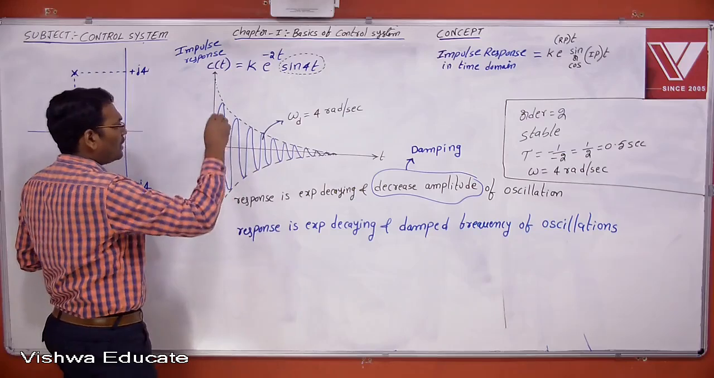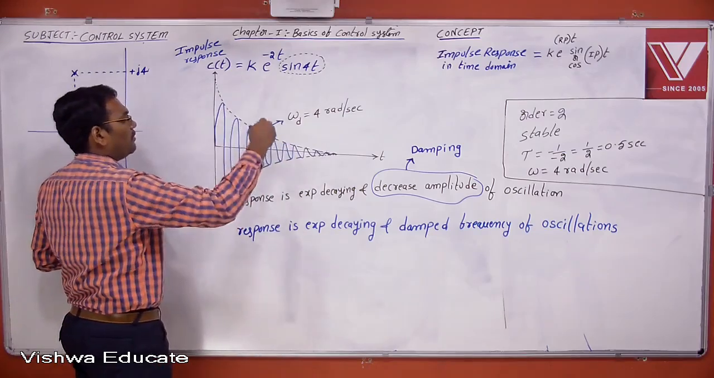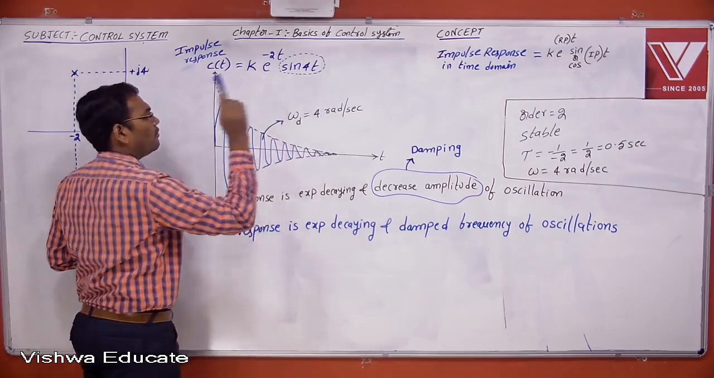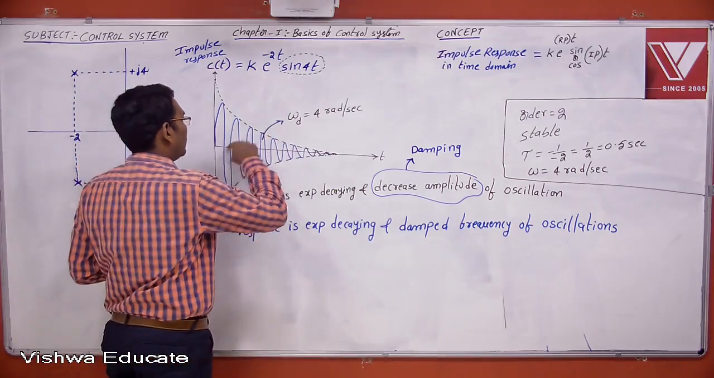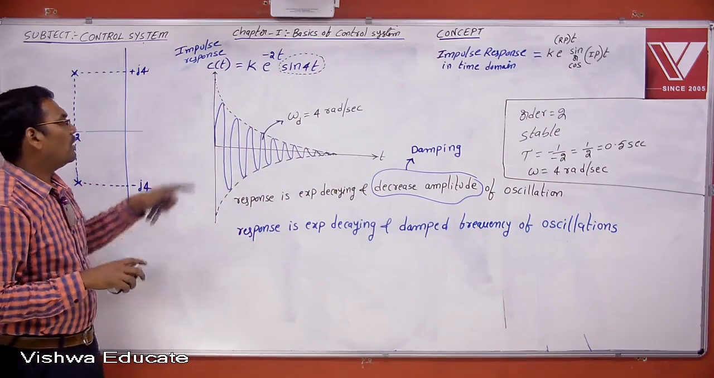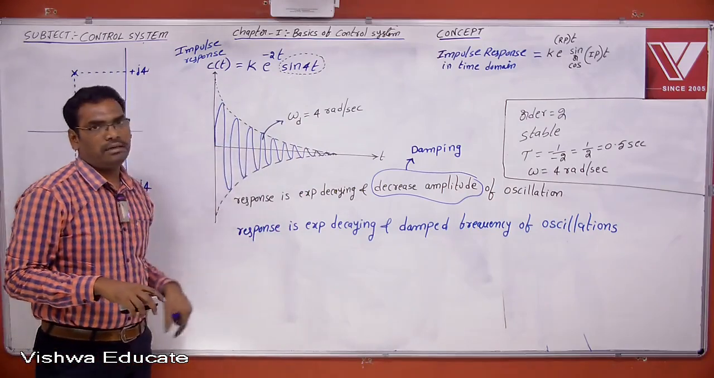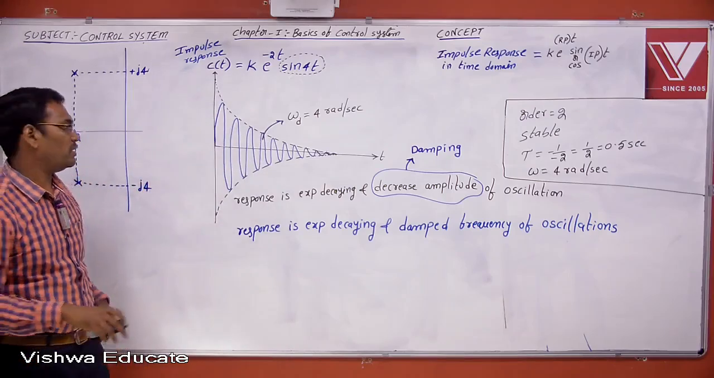Now, in the common area, you indicate the frequency of oscillation. In the common area, the frequency of oscillation is 4 radians per second. Like that, we have to draw the response, and like that, we have to identify the frequency of oscillations.